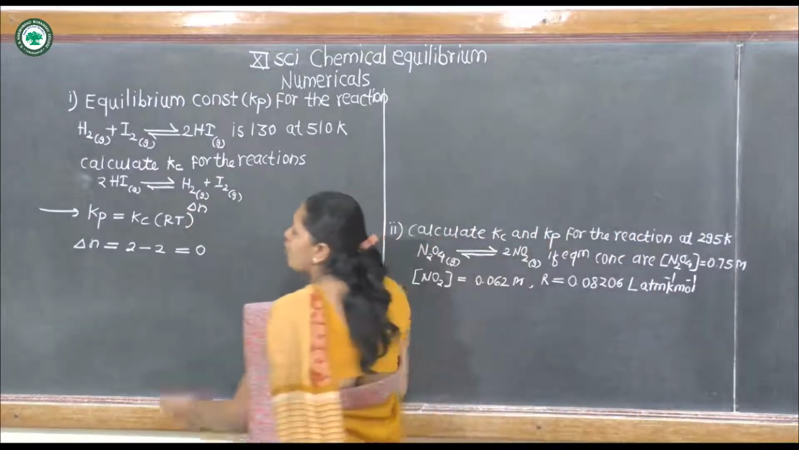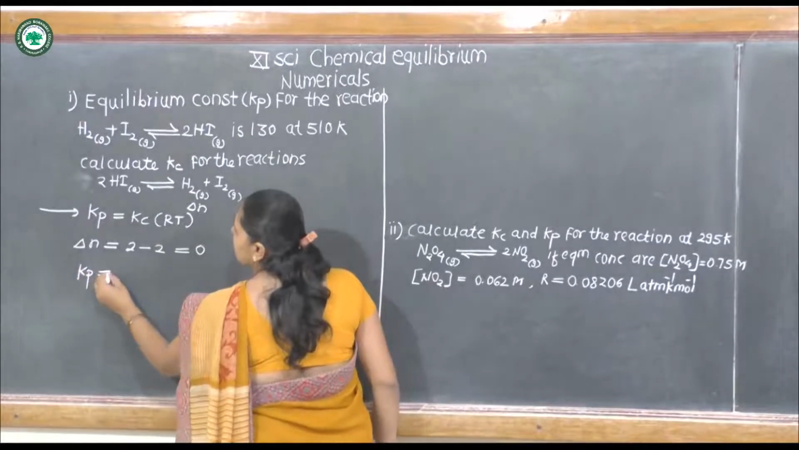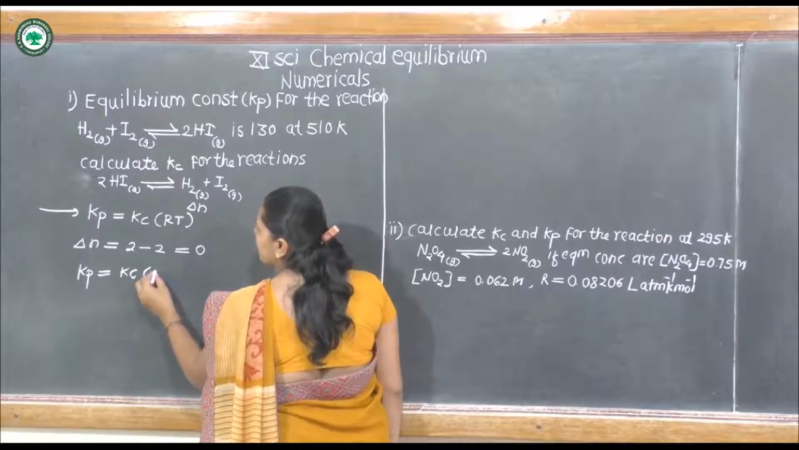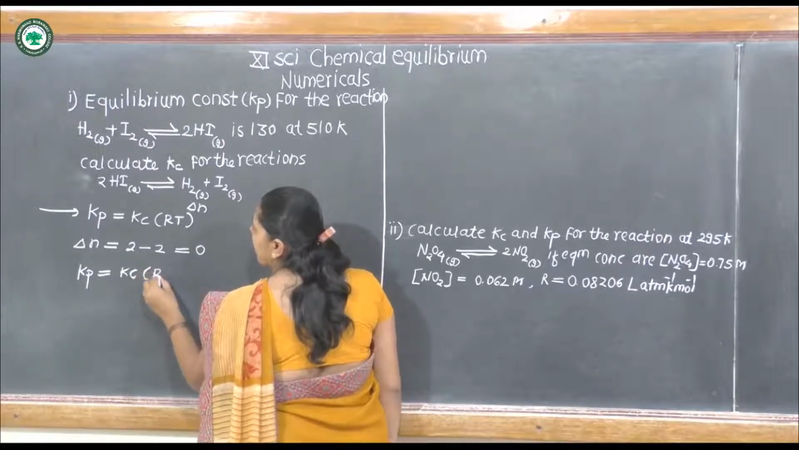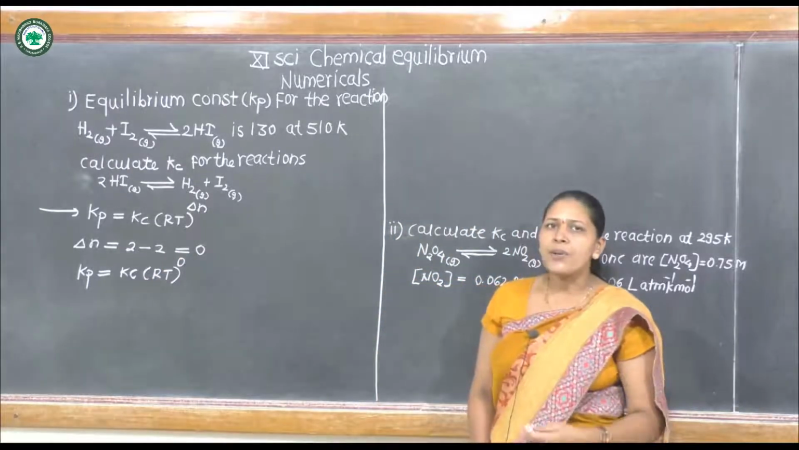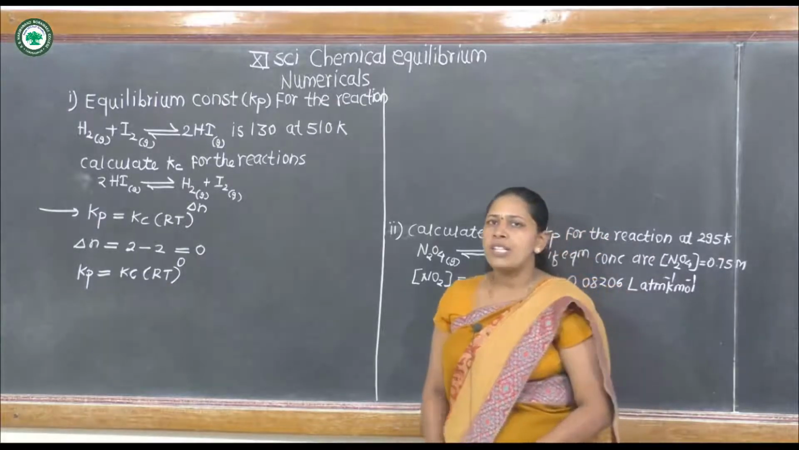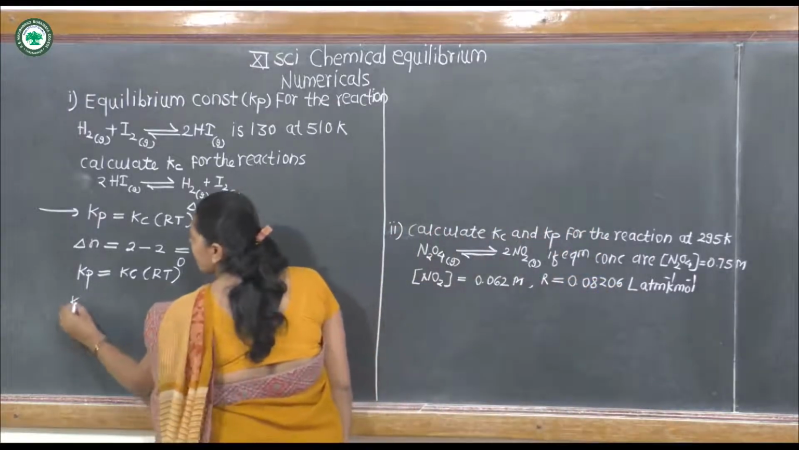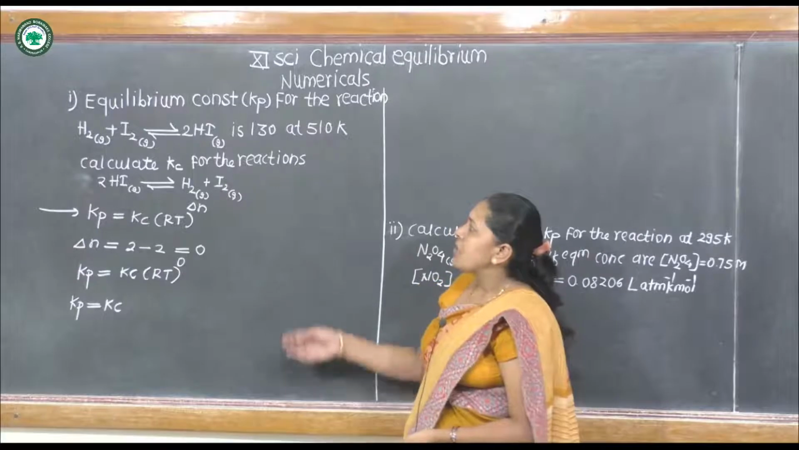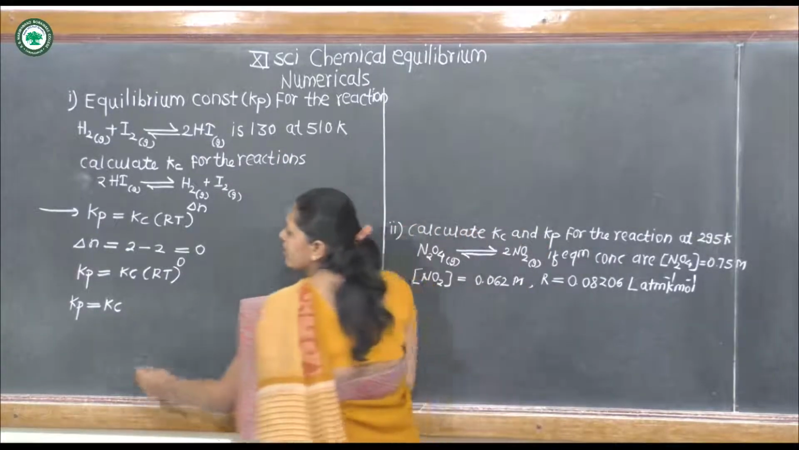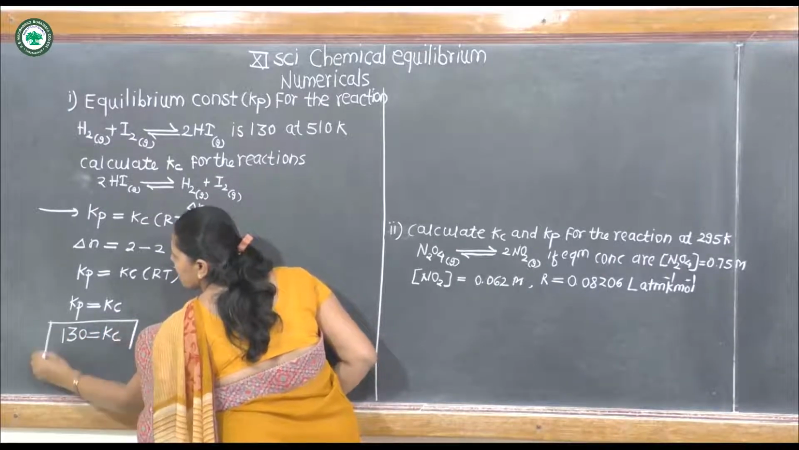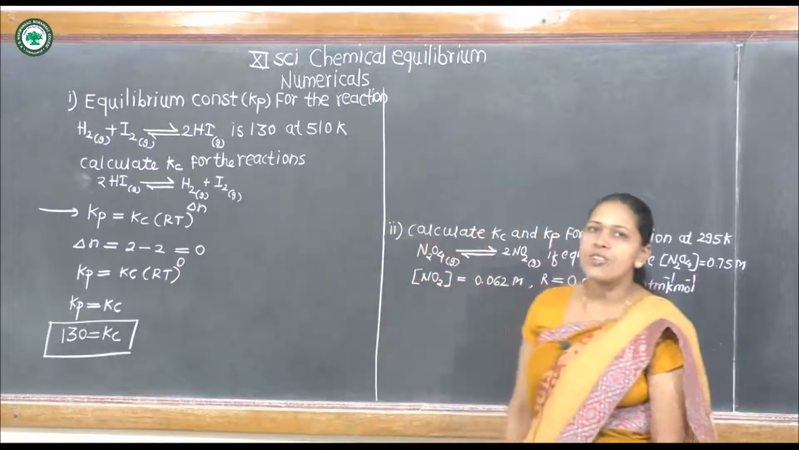Then substituting in the above equation, Kp is equal to Kc into RT raised to 0. We know that any term raised to the power 0 becomes equal to 1. Therefore, Kp is equal to Kc. We know the value of Kp for this reaction is 130. Substituting in this equation, we get Kc is equal to 130 for the first reaction.